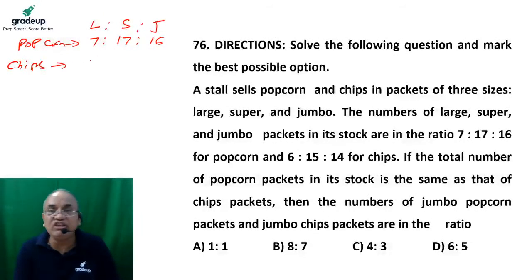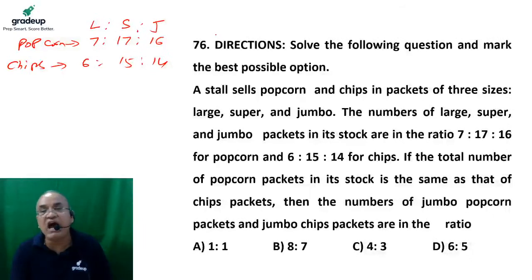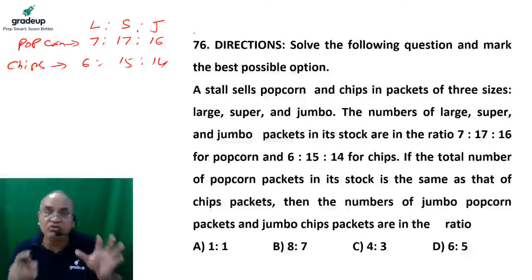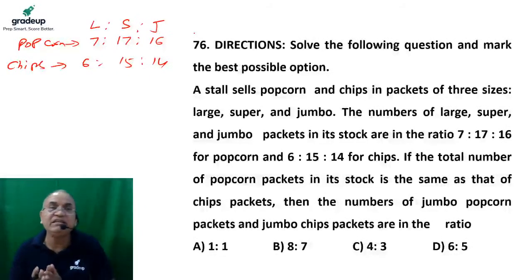And when we talk about chips, it is nothing but 6:15:14. So what we have to find out is whether the total number of popcorn packets is equal to the total number of chips packets. It means the total number of popcorn packets and the total number of chips packets in totality are equal. As many popcorn packets as there are of all varieties, as many chips packets are there of all varieties. It means the total is the same.